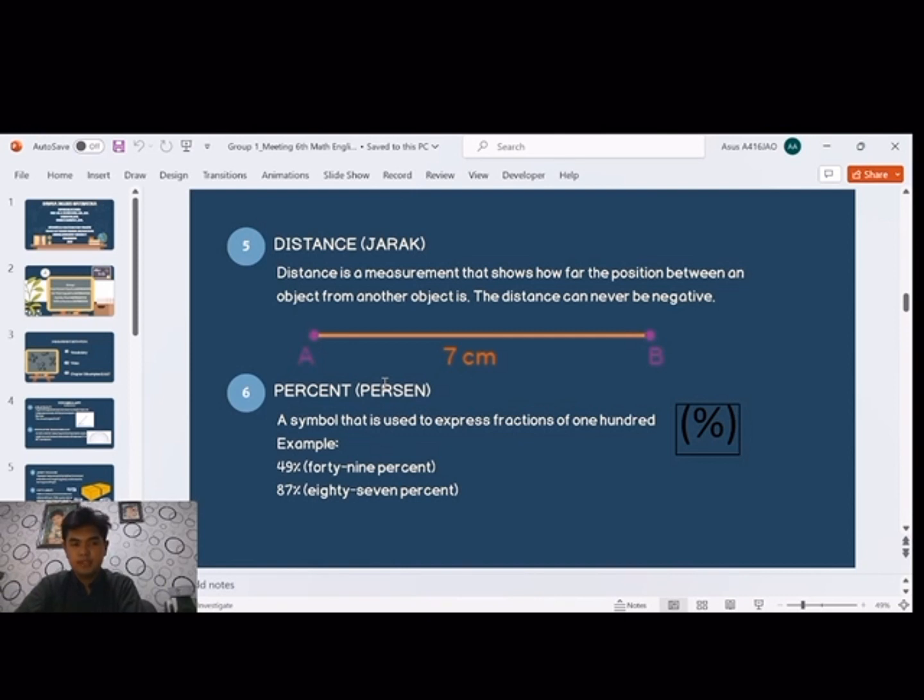Next is percent, or persen in Indonesian, a symbol used to express a fraction of 100. Example: 49% and 87%.